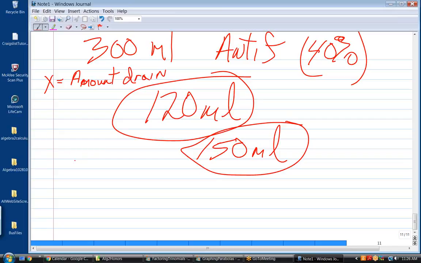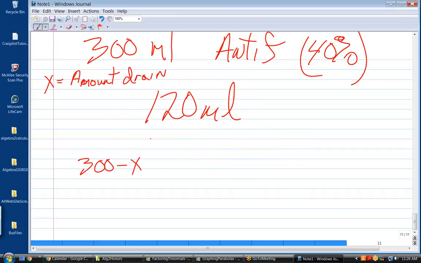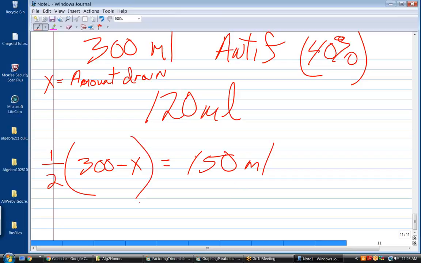Okay. So, what do I want? I want 300 minus the amount that I'm going to drain to equal 150 milliliters. I want half of this to be 150 milliliters. That's it? No, that just tells me not much. What does that tell me? How much you have to drink. Well, let me think for a moment. If I multiply both sides by 2, I get 300 minus x equals 300. Minus x is 0. That's not my formula anyway.